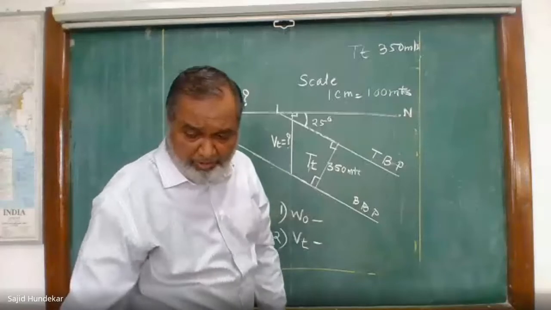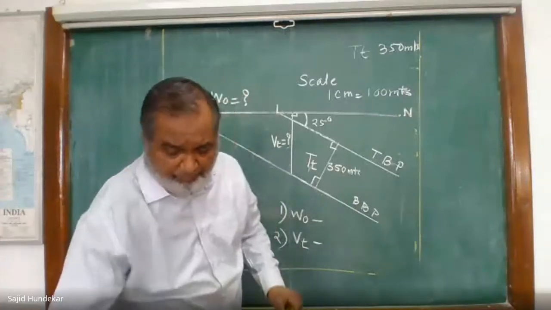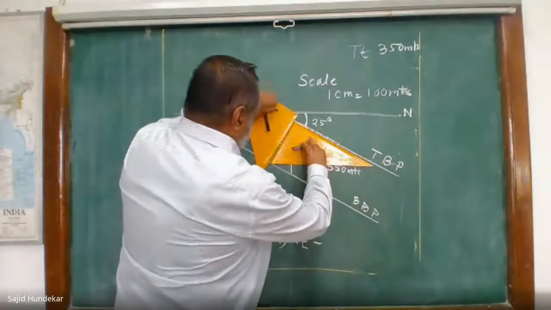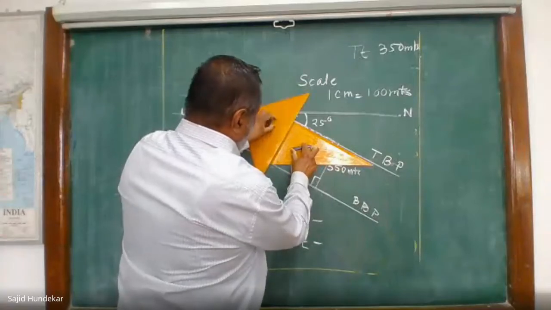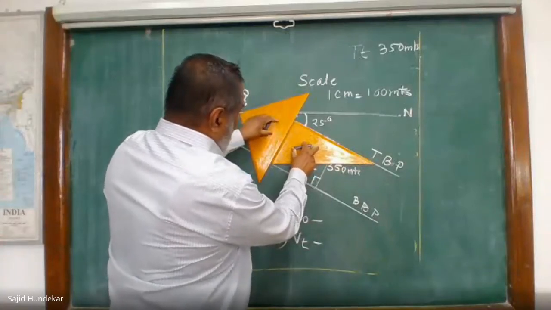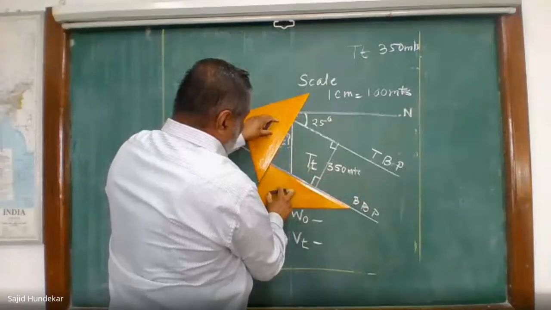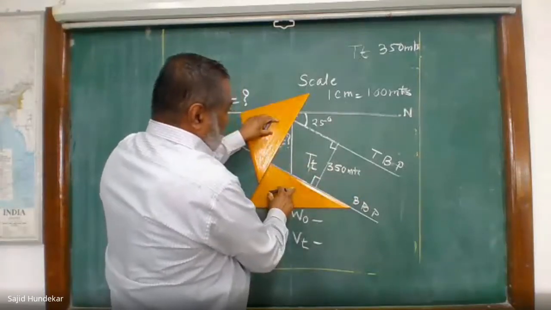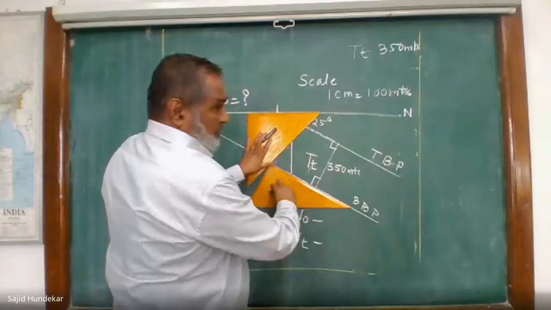parallel line. How to draw the parallel line? That I also shown you. Keep the protractor parallel to this one, this position, and bring it out here, and then from that point you have to draw the line. Take this one and draw the line.